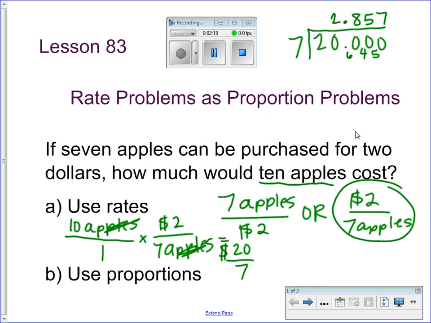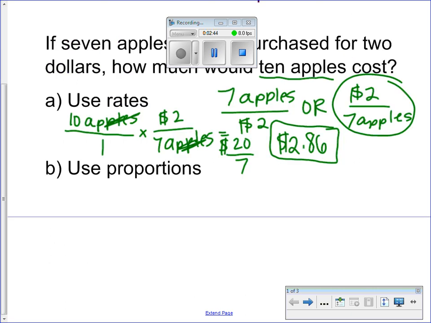Okay, 7. So we round when we're doing money to 2 decimal places. If you get something like this, you have to go to 3 and then round it. Because this is a 7, it's going to round this up to a 6. So our answer is $2.86. That would be the cost of 10 apples.